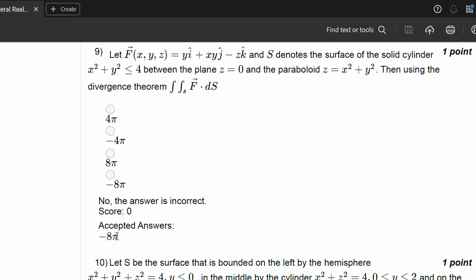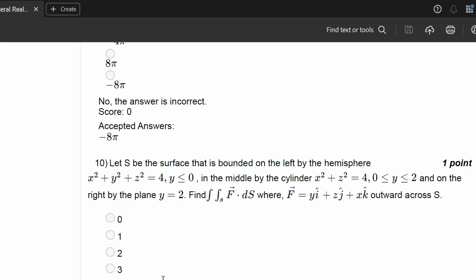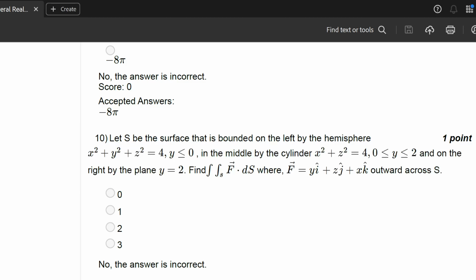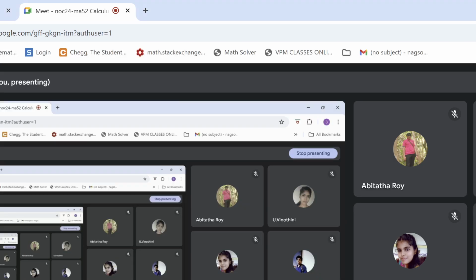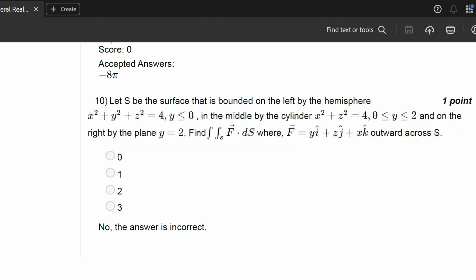It is also the answer of the previous year assignment. This answer is option number D. Okay, so the next and the last problem is question number 10 of the previous year assignment. It says that if S is the surface. By the way, any question till now? No, sir. Okay.